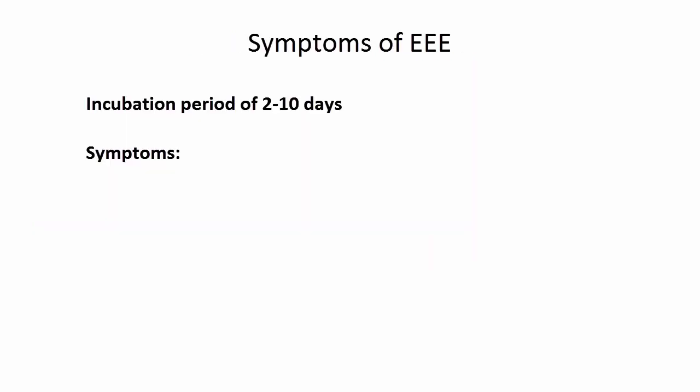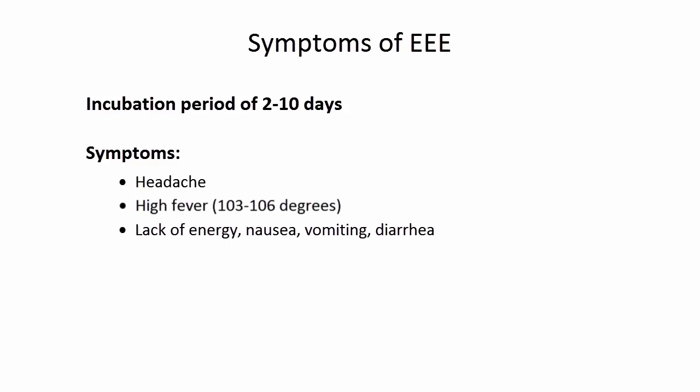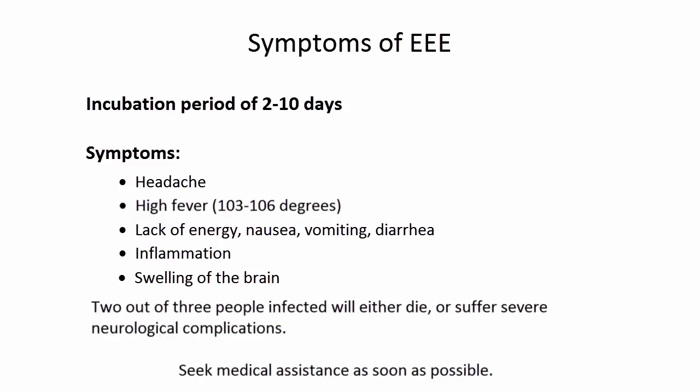Symptoms of EEE. After an incubation period of 2 to 10 days, a person will experience headache, high fever, often 103 degrees to 106 degrees Fahrenheit, lack of energy, nausea, vomiting, and/or diarrhea. Inflammation and swelling of the brain, called encephalitis, is the most dangerous and frequent serious complication. 2 out of 3 people infected with EEE will either die from the disease or suffer from severe neurological complications. Death usually occurs 2 to 10 days after onset of symptoms, but can occur much later.